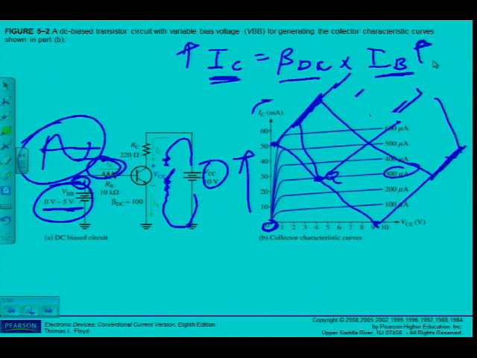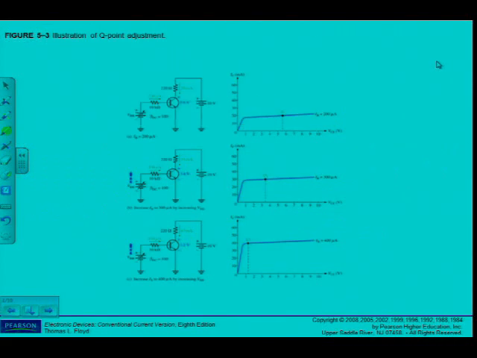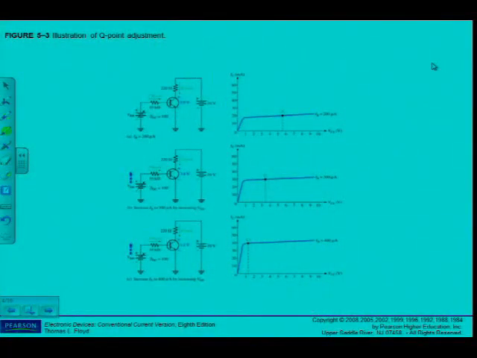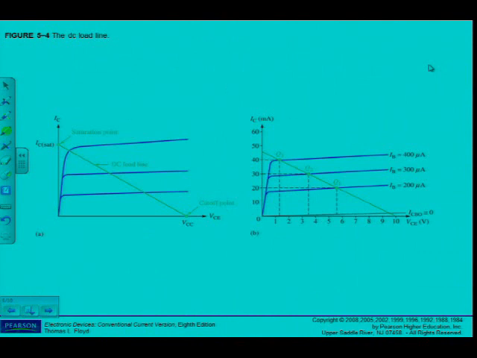Anyway, that is discussed in your textbooks as well, starting there on page 218 and 219, where they show all these. You can see here basically what they've done. They didn't draw the load line though. It's for separate adjustments. Illustration of the Q point adjustment. You can see how the Q point moves along the line. There's my saturation point and cutoff point, DC load line, and I can also then see, as I change the currents, how the Q point moves along the load line.